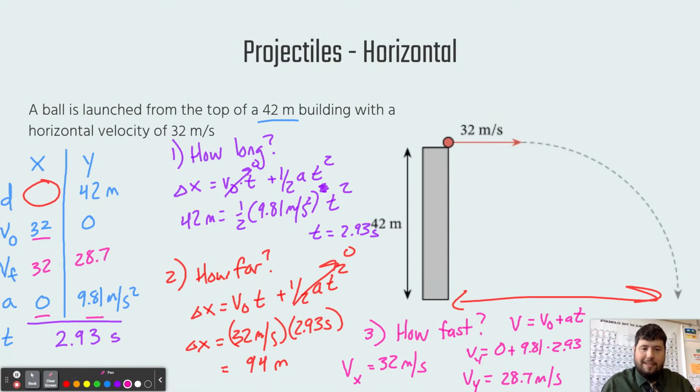Now, is that the total answer to how fast? Well, remember, velocity is a vector. So yes, that is one answer. We can say it's going 32 meters per second in the x direction and 28.7 in the y direction. Or if you wanted to find the total speed, you would need to find the magnitude of the velocity vector. And if you have two components, how do you find the magnitude of the total? Pythagorean theorem. But we'll save that for another time.